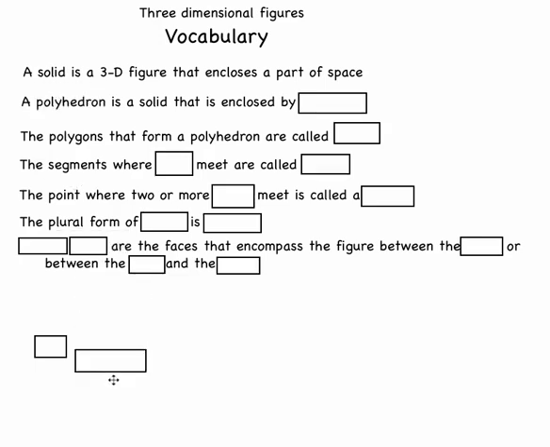A polyhedron is a solid that is enclosed by polygons. Remember, a circle is not a polygon, so anything that has a circular base or circular side is not a polyhedron. The polygons that form a polyhedron are actually called faces.